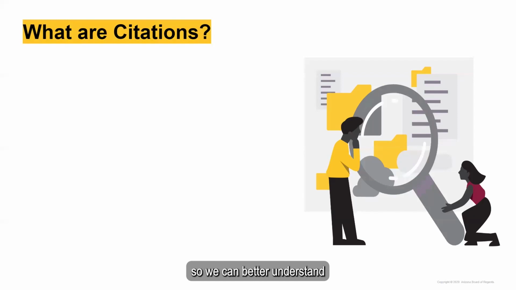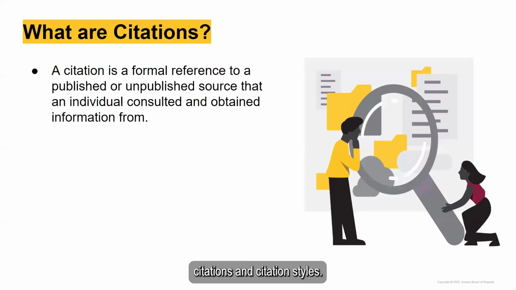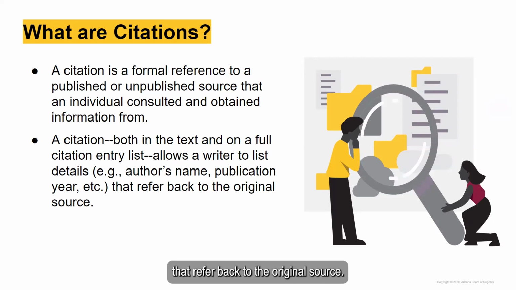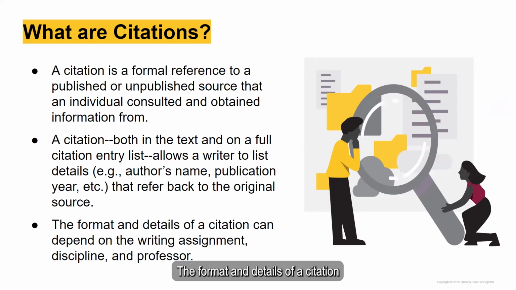Let's cover some basics so we can better understand citations and citation styles. A citation is a formal reference to a published or unpublished source that an individual consulted and obtained information from. A citation, both in text and on a full citation entry list, allows a writer to list details like the author's name or publication year that refer back to the original source. The format and details of a citation can depend on the writing assignment, discipline, and professor.